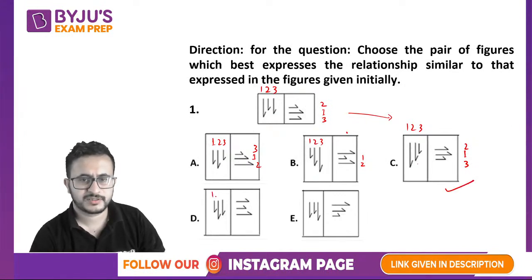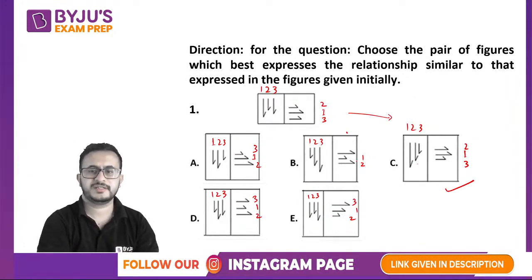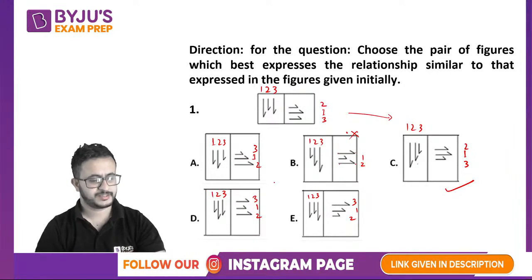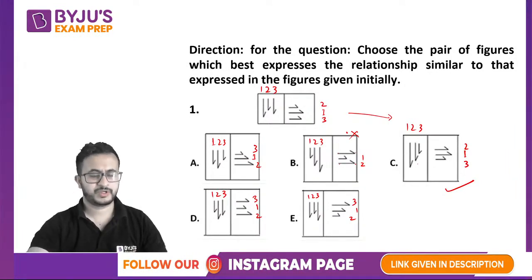Let us check other options. 1, 2, 3. Smallest line at the center, longest line at the bottom, and the middle line at the top. This is showing 3, 1, 2. Now this is 1, 2, 3. The middle line is at the center, the smallest line at the bottom, and the longest line at the top. So all these are showing 3, 1, 2, which is the correct one. In option B, there are two lines with the same length, which is not the case in the given figure. All three lines have different lengths, so that is why this is also rejected. So the answer is option C.